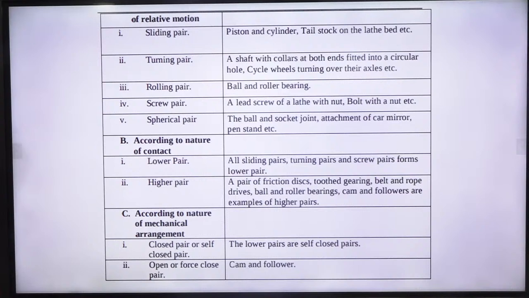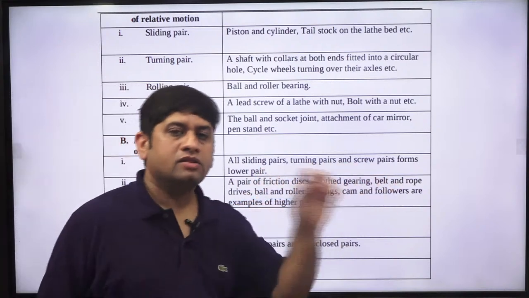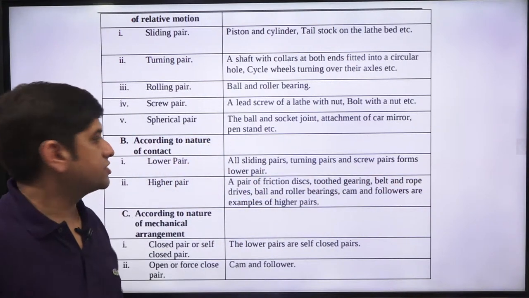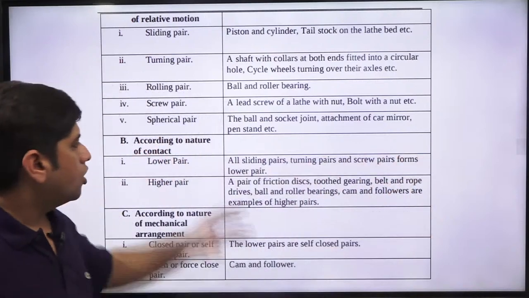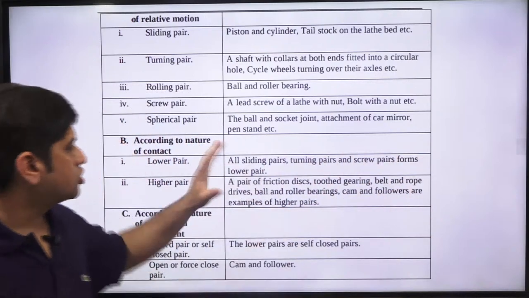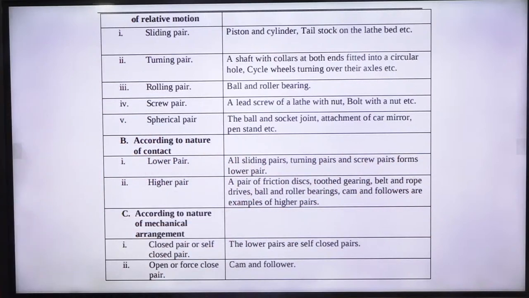Let me classify the pairings. What kind of pairs do you have? Sir, we have lower pair, we have higher pair. Which pair is called a lower pair? The pair in which area or surface contact is there. Can you name them? All the sliding pairs, all the turning pairs, all the screw pairs are lower pairs.